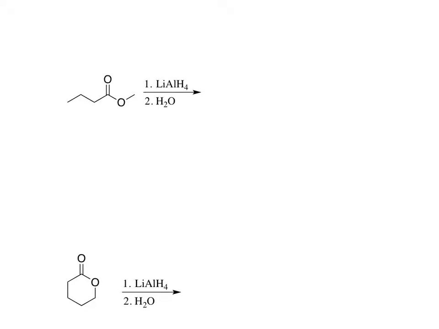Alright, so what we're going to look at is what happens when you mix lithium aluminum hydride with an ester. And if you remember, lithium aluminum hydride is a really strong reducing agent. So we're going to convert this to an alcohol here on the left, cleave this bond, and turn this into an alcohol. Alright, so let's draw it out and then we'll talk about it.